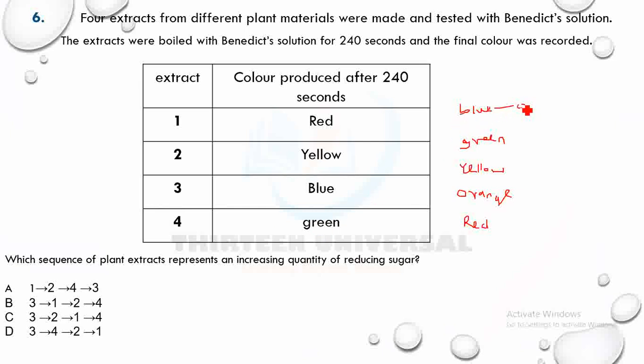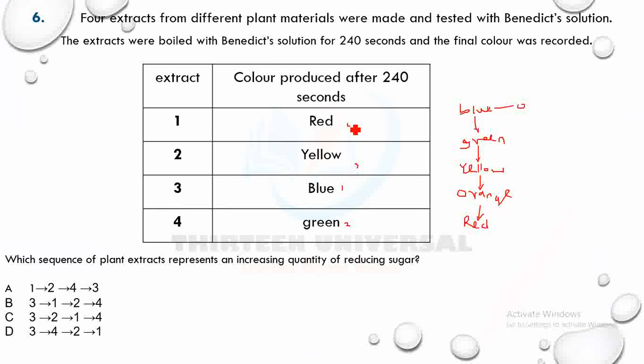Okay, green means little. They say increasing quantity, so it's going to increase from blue to green, from 0 to small quantity to moderate quantity, which is yellow and orange, and to the highest quantity, which is red. So it's going to move from blue. Blue should be the first, right? It should be the first. The second should be green, right? The third should be yellow, and the last should be red.